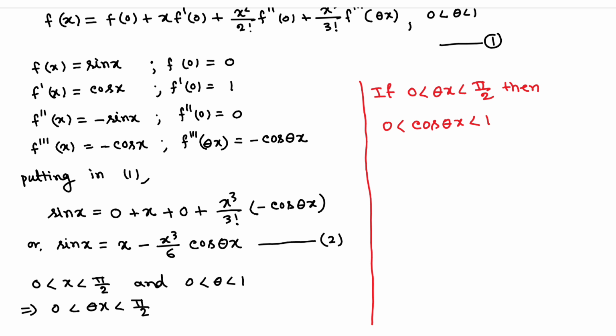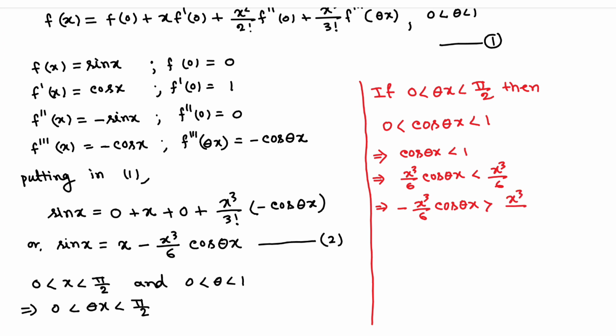Let's take the less than sign symbol. So this implies cos θx is less than 1. Let's multiply by x cube by 6. So x cube by 6 cos θx is less than x cube by 6. Now the minus sign: this implies minus x cube by 6 cos θx is greater than minus x cube by 6.